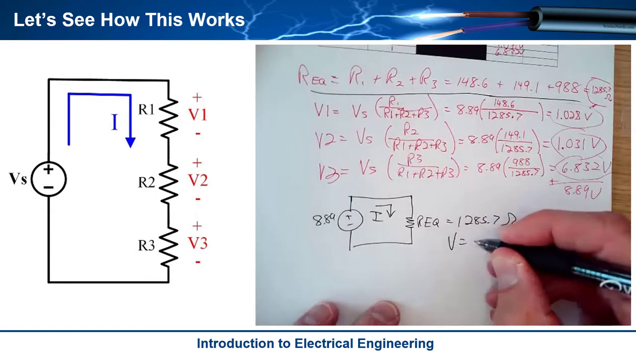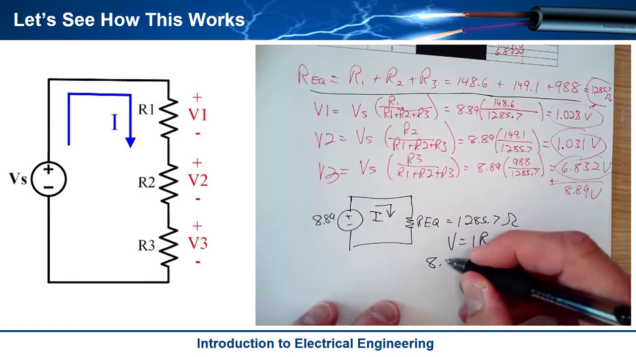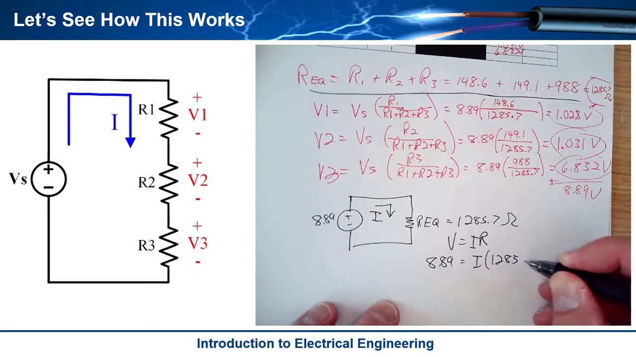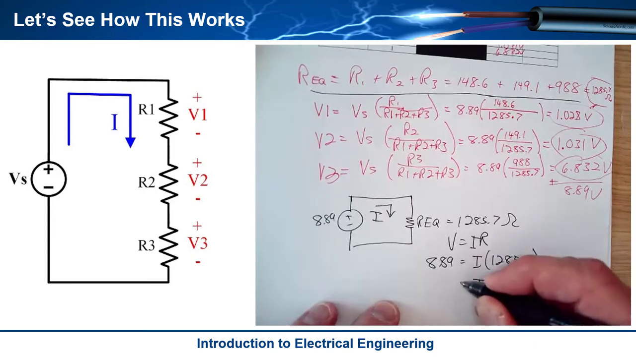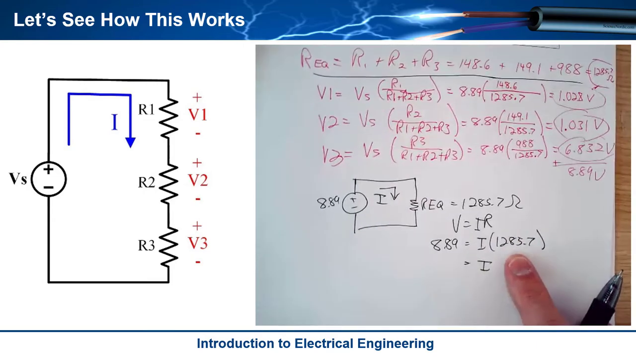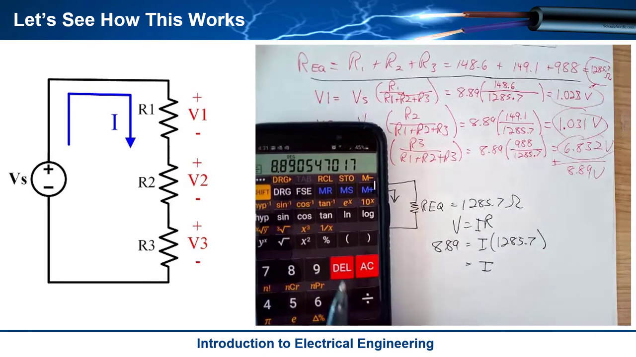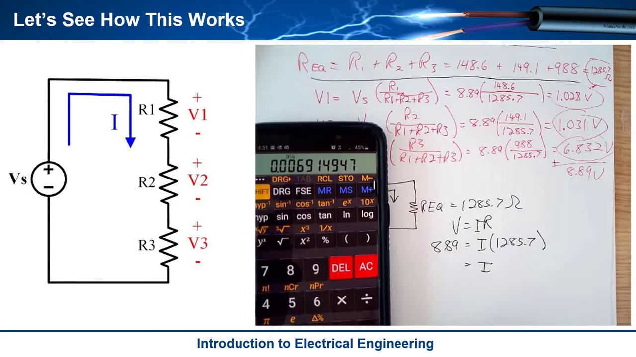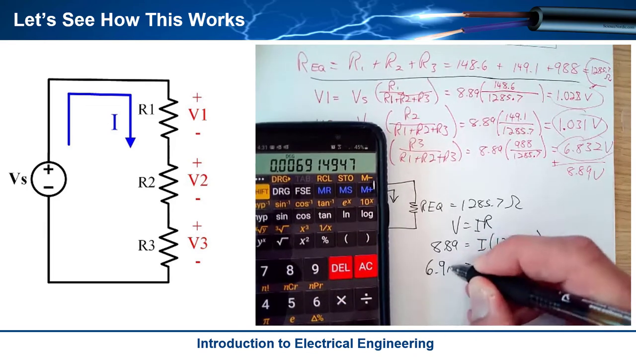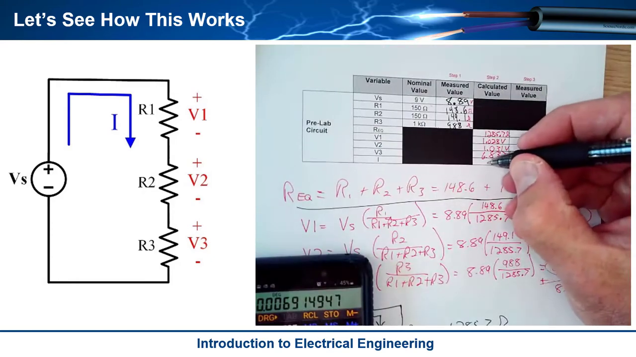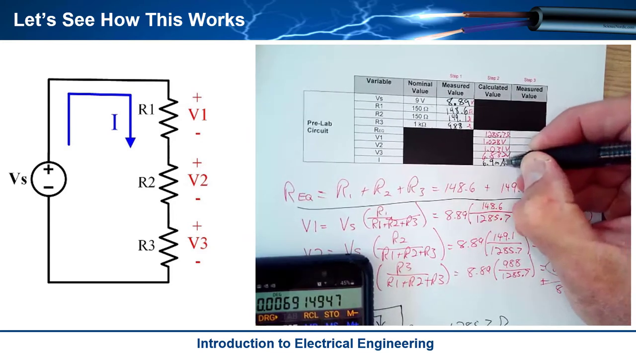And so I can calculate it. So all I do is say V is equal to IR, and my voltage is 8.89. My current is what I'm solving for, and my resistance is 1285.7. And all I do is divide both sides by 1285.7, and I get my current. So let's just divide 8.89 by 1285.7, and I should see something like 0.0069 amps, which is going to be about, we'll call it 6.9 milliamps. Okay, so that number right there completes my table of 6.9 milliamps.